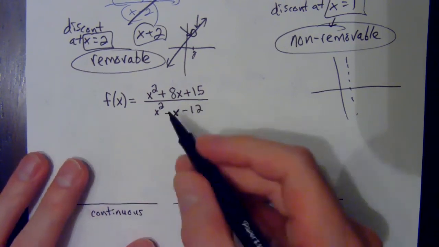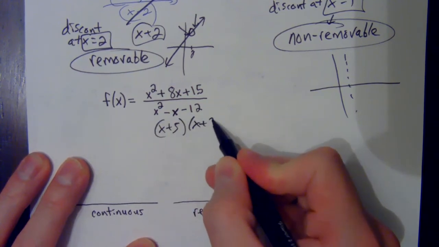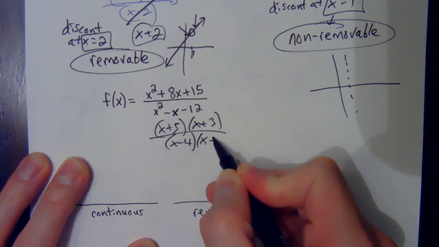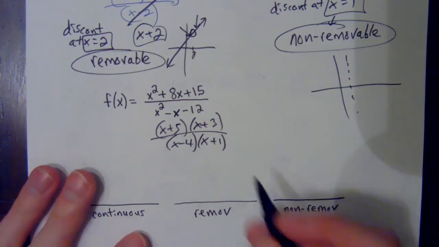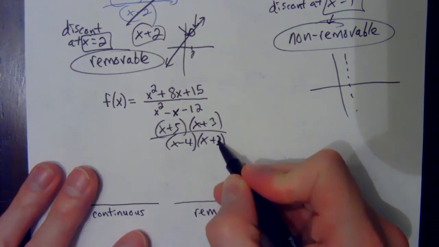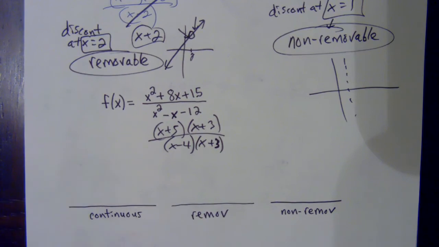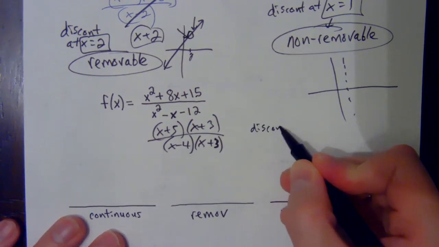First thing I could do is just factor these things, right? So we can go x plus 5, x plus 3. We can go x minus 4, x plus 3 right there. All right, now, if I ask where it is not continuous, that's where the original denominator is equal to 0.